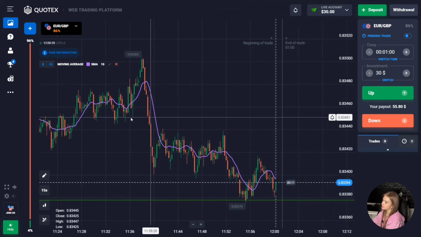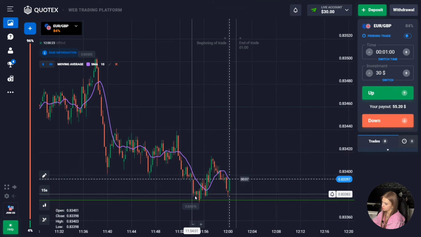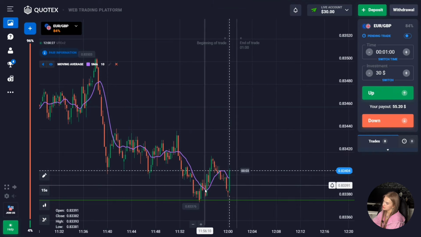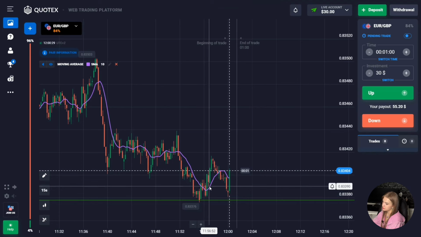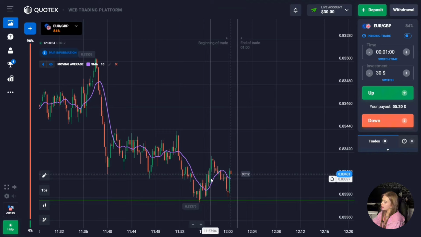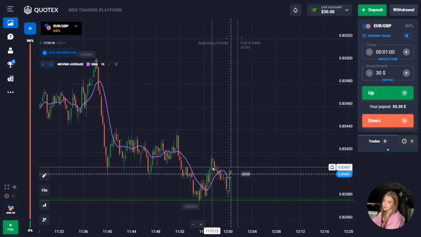Also, when, for example, the price crosses the moving average from the bottom up, the moving average itself also turns around and moves after the price. This means that in the near future the price will move up, and here we could open a deal up.